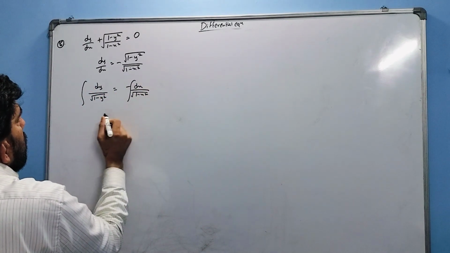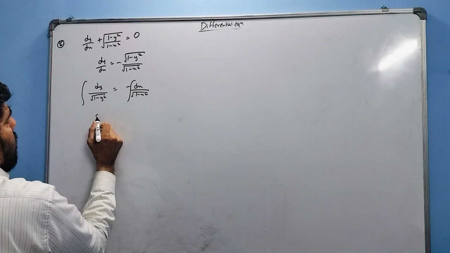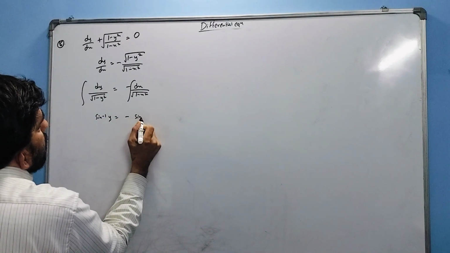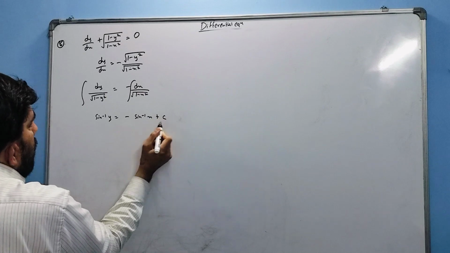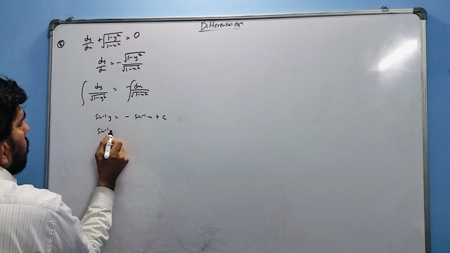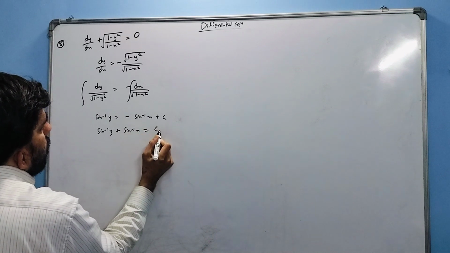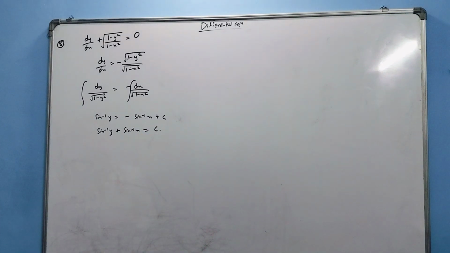So you get sine inverse y is equal to minus sine inverse x plus c. So now sine inverse y plus sine inverse x is equal to c. So this is the general solution for the given differential equation.